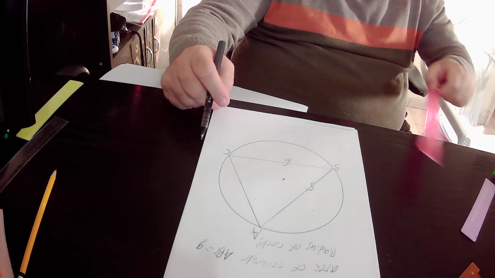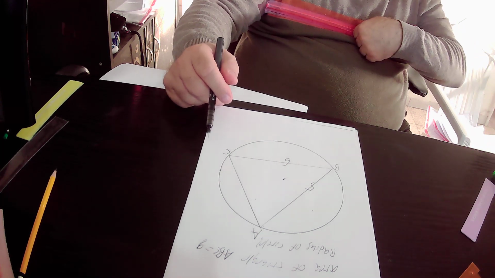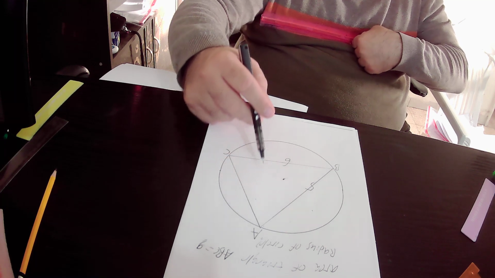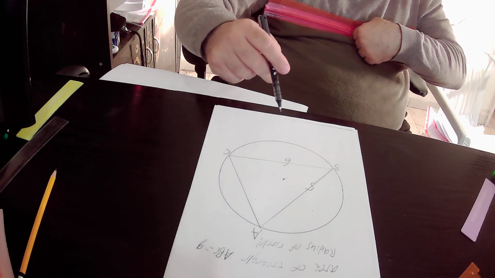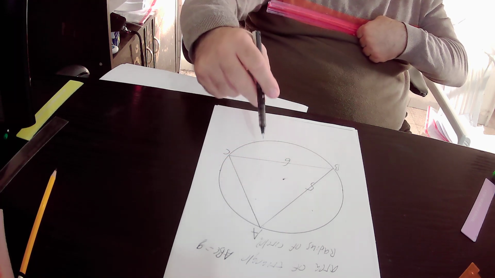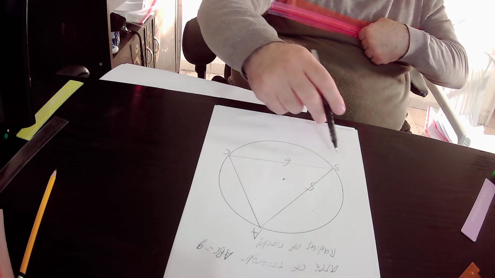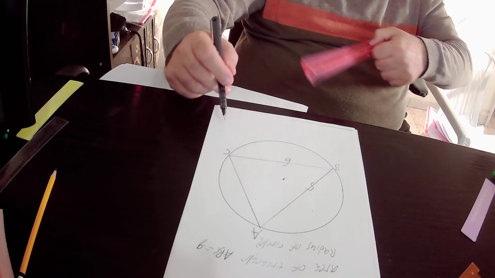So first of all, from point A, we will draw a perpendicular on BC. I repeat again, from point A, we will draw a perpendicular on BC.